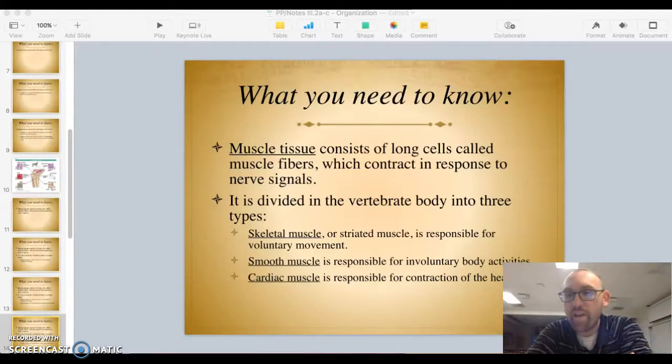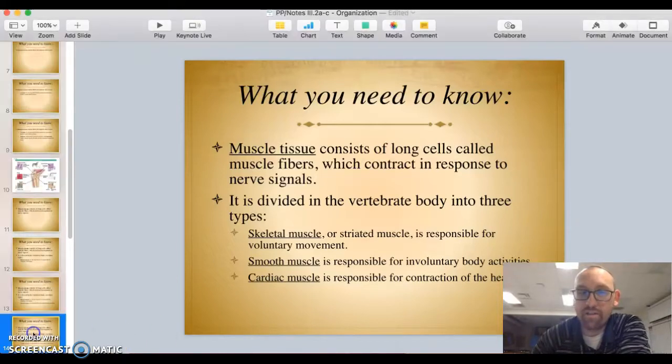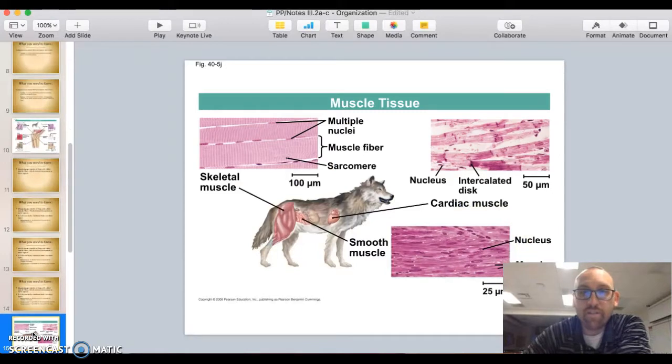And then you have cardiac muscle, and the only place that cardiac muscle is found is in your heart, and it makes up your heart. All right, so as you can see, you've got your skeletal. This is what I meant by smooth versus striated or skeletal. The way skeletal is structured, you can see it looks like it has stripes, whereas smooth muscle doesn't. That's why they call it that.